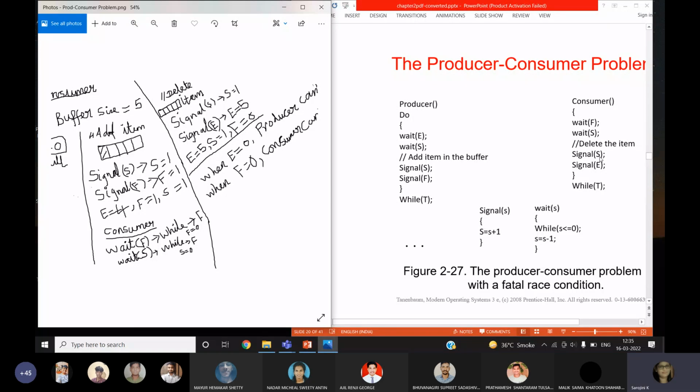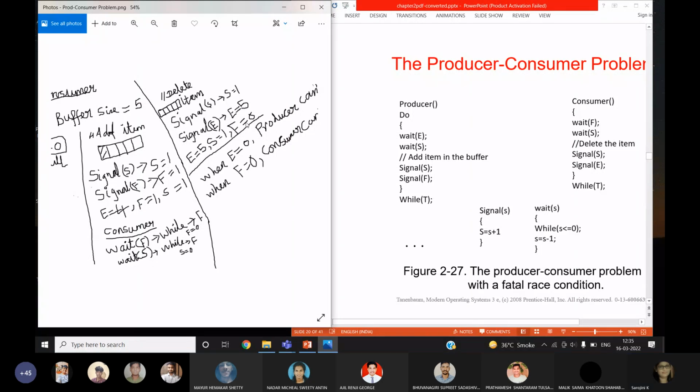So that is now currently S equal to 1. Then signal equal to E. Signal E means, what is E? E is currently 4, no? Okay. Now E will become 5. Why? Because the only filled item was also deleted by the consumer. So now what should be the value? E will be 5, S equal to 1, F equal to 0.